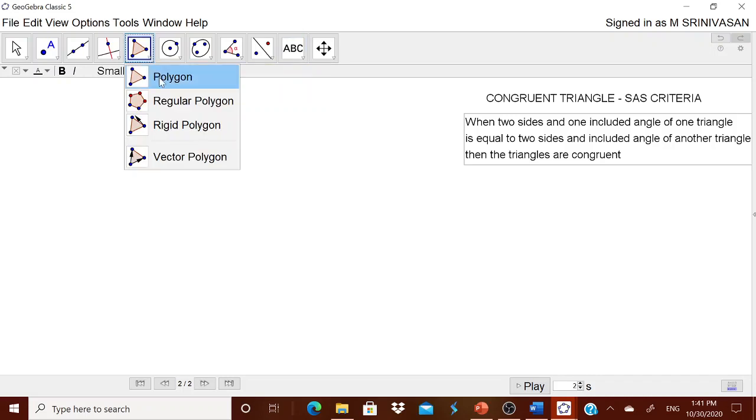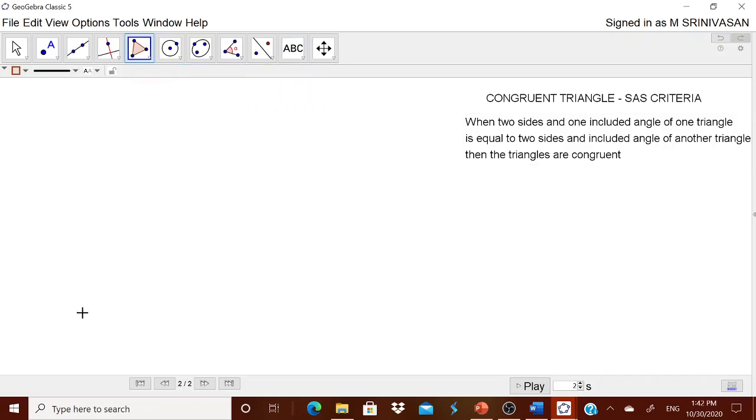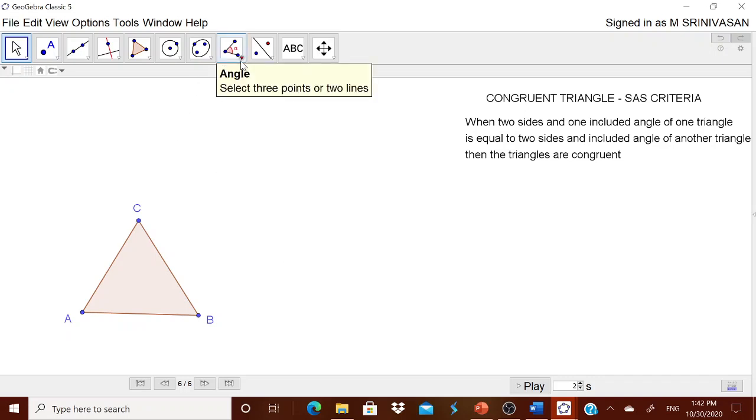Now I am taking the polygon. I am drawing a very small triangle over here, A, B, and then touch C and then come back to A. Okay, now this triangle has been drawn. Press escape so that this ABC will be visible to everybody. Now I want to take two sides and one included angle. For that, let me take this angle A. I am measuring it. I want to know what variable is fixed for it. It is alpha normally. The first angle will be taken as alpha by GeoGebra.